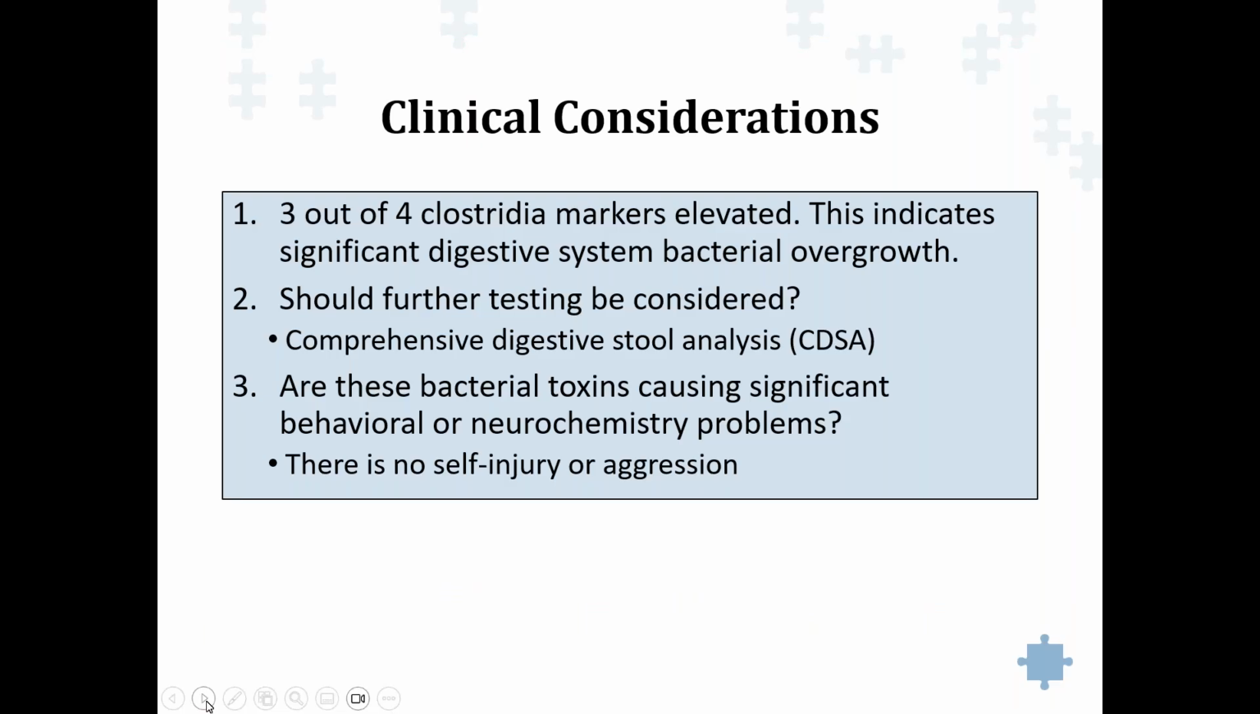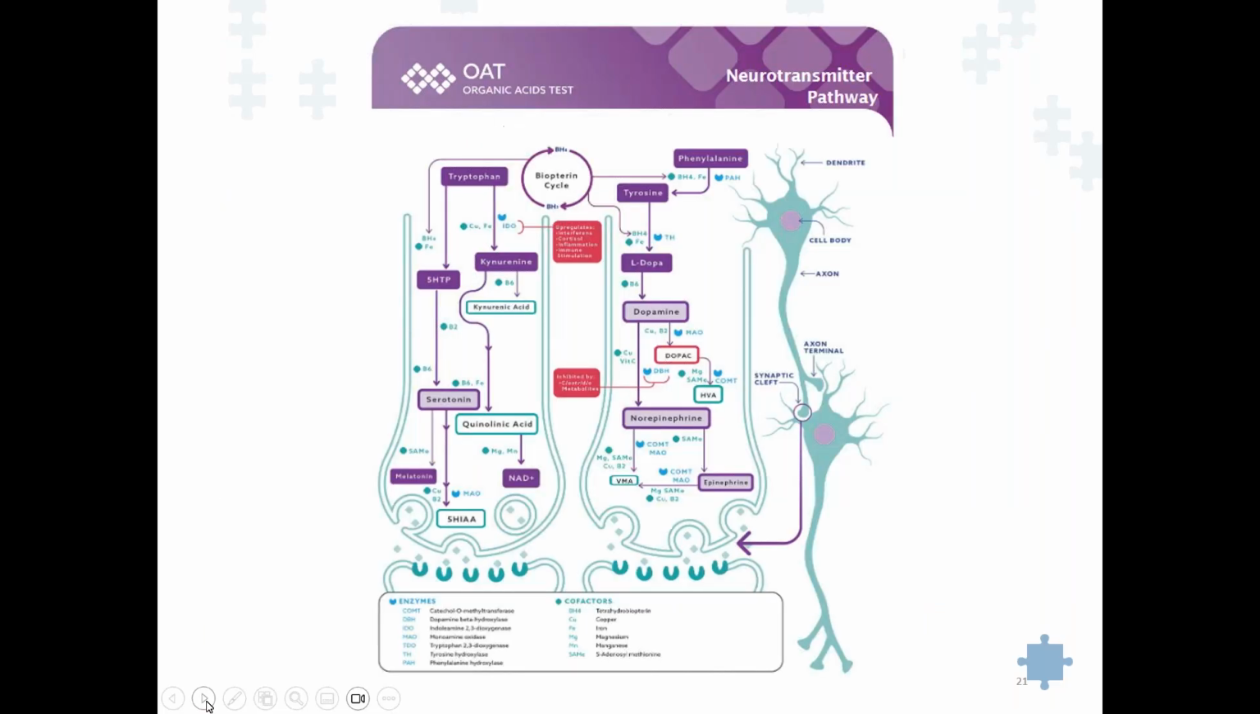The neurochemistry problems can be analyzed to some degree further down on the organic acid test. Now, on the newer version of the Mosaic OAT is this neurotransmitter pathway. And what we know is that these Clostridium markers, particularly for creosol and HPHBA, can interfere with dopamine metabolism by interfering with what's called dopamine beta hydroxylase. So that image is where I circled here on this neurotransmitter pathway.